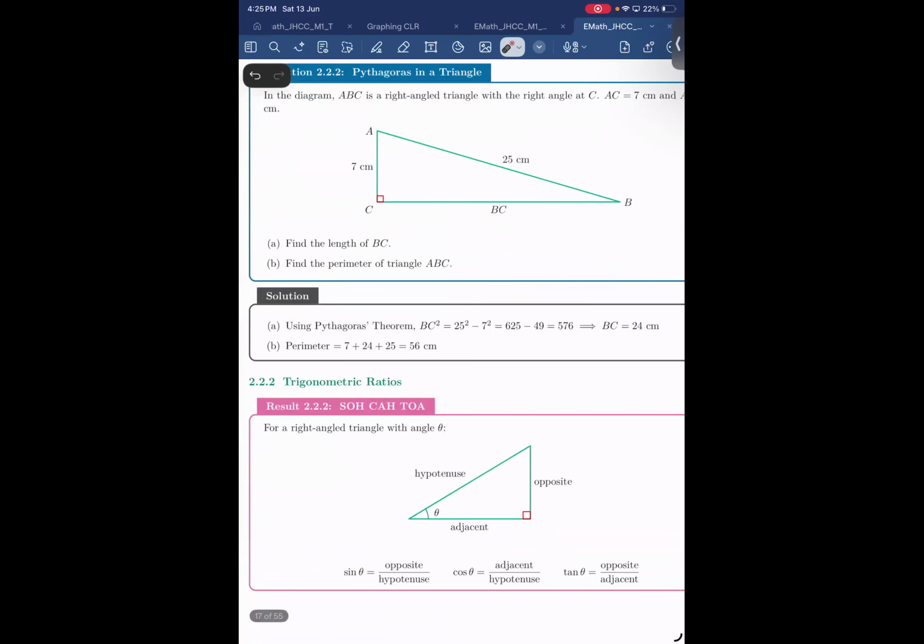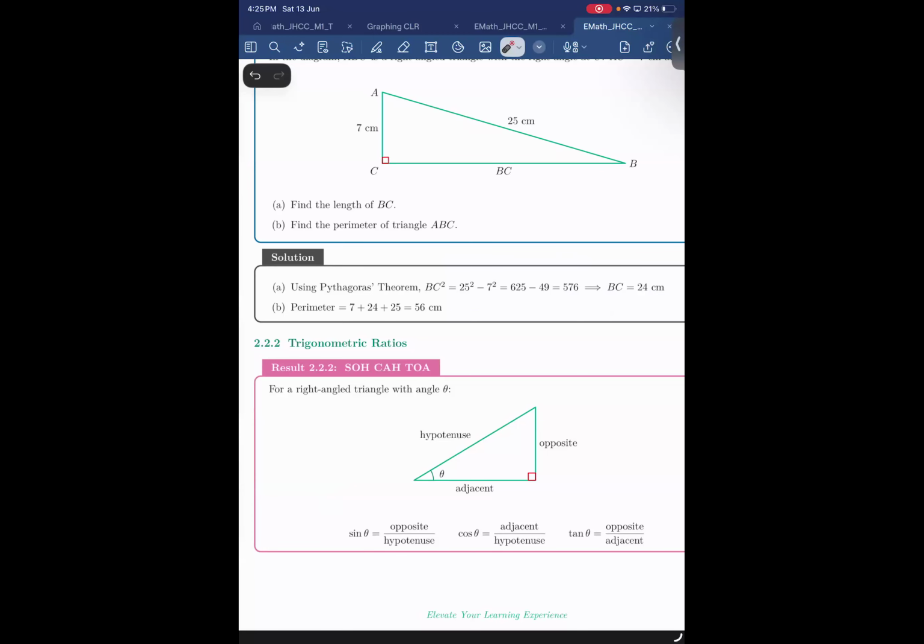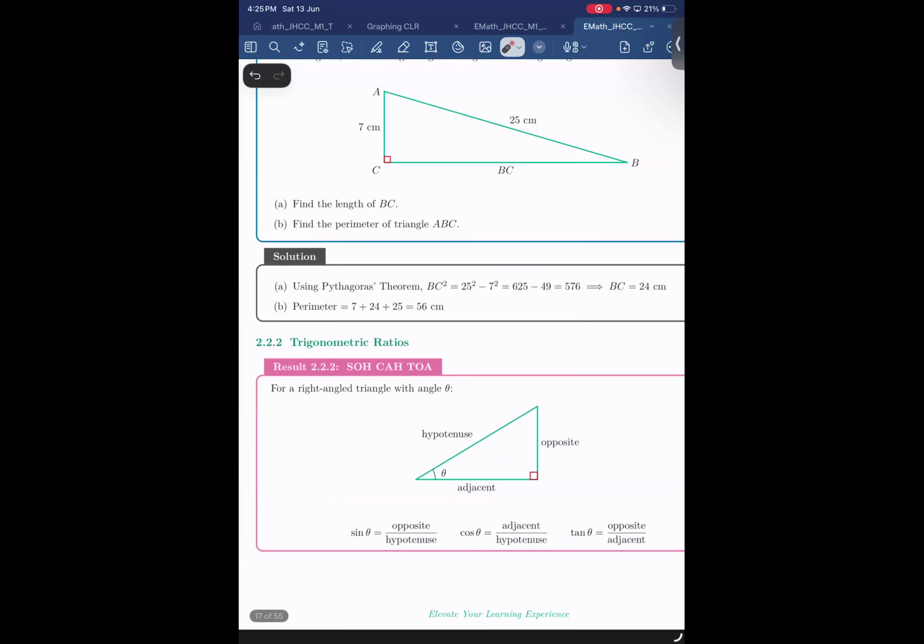So now we move on to trigo ratio. Trigo ratio also works for right angle triangles. The way to memorize is SOH CAH TOA. I'm sure you've heard it before. Tangent is opposite over adjacent. Cosine is adjacent over hypotenuse, and sine is opposite over hypotenuse. If you have your angle theta over here, then adjacent is of course next to it, opposite is the side furthest away from it, and hypotenuse is always the longest side.